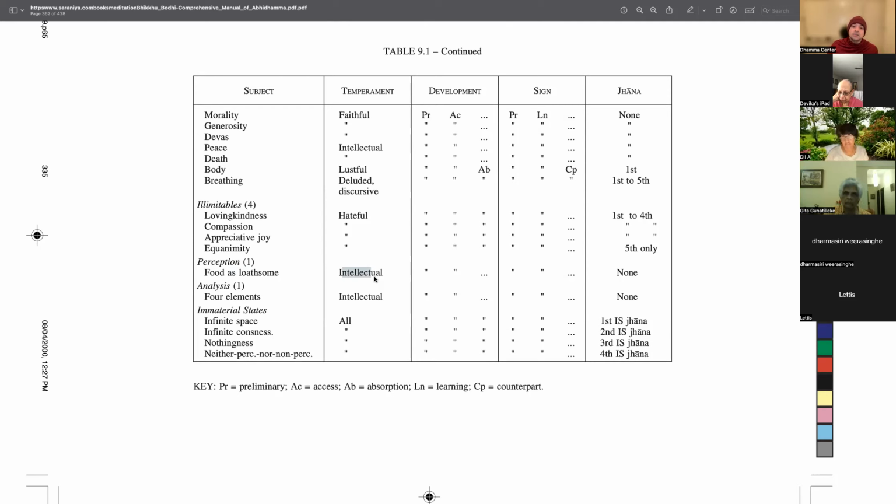Now, food as loathsome, ahara particular sanya, we have the preliminary and the acquired sign, but it does not go beyond that, right? I'm sorry, development, not sign, development. As a sign, we have the preliminary, the learning sign, but no counterpart sign, right? Because we do not have a counterpart sign, what does that mean? It cannot progress into jhana, right?